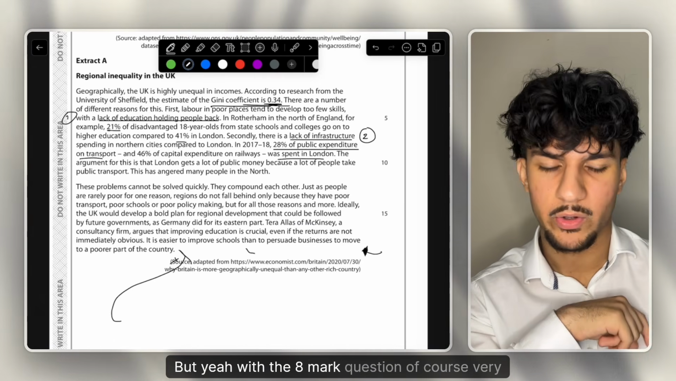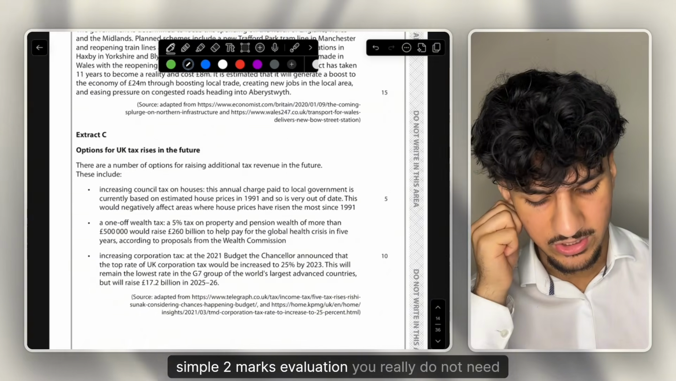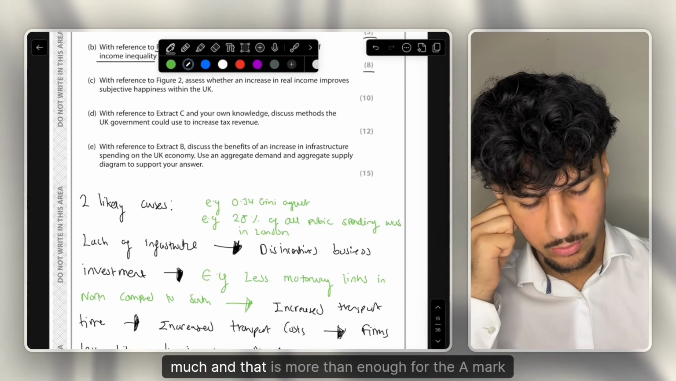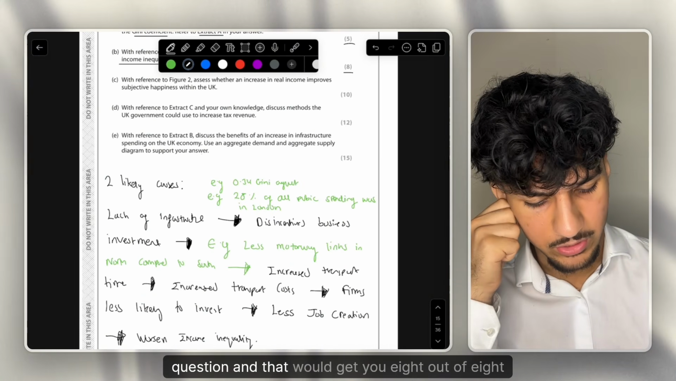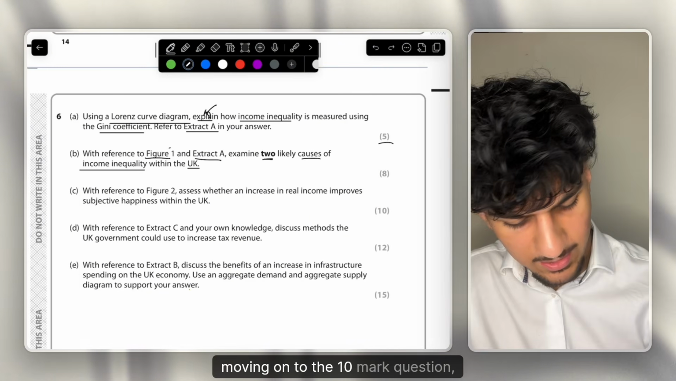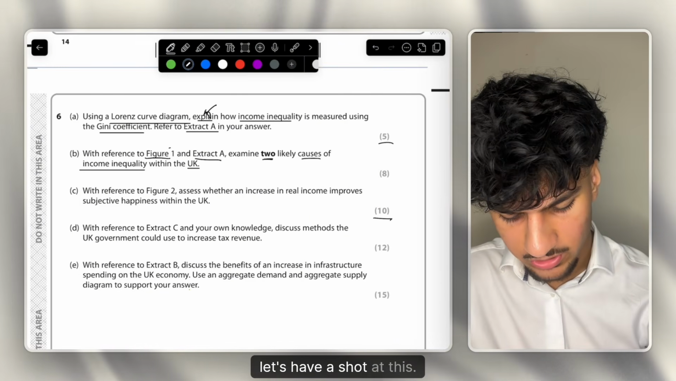But yeah, with the 8 mark question, of course, very simple, 2 marks evaluation. You really do not need much. And yeah, that is more than enough for the 8 mark question, and that would get you 8 out of 8. Moving on to the 10 mark question, let's have a shot at this.